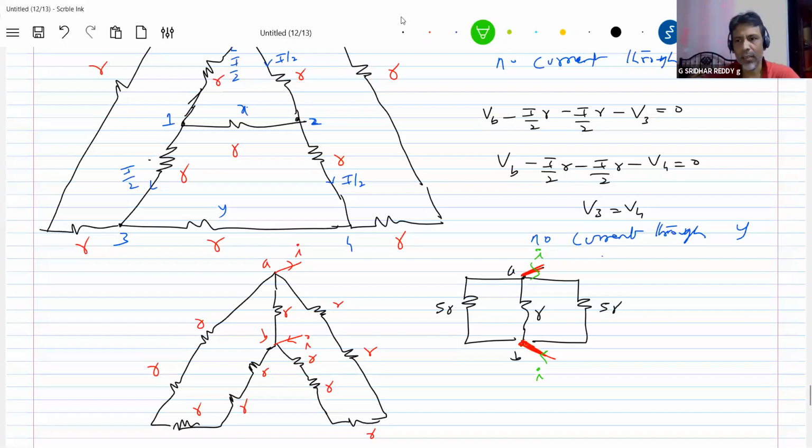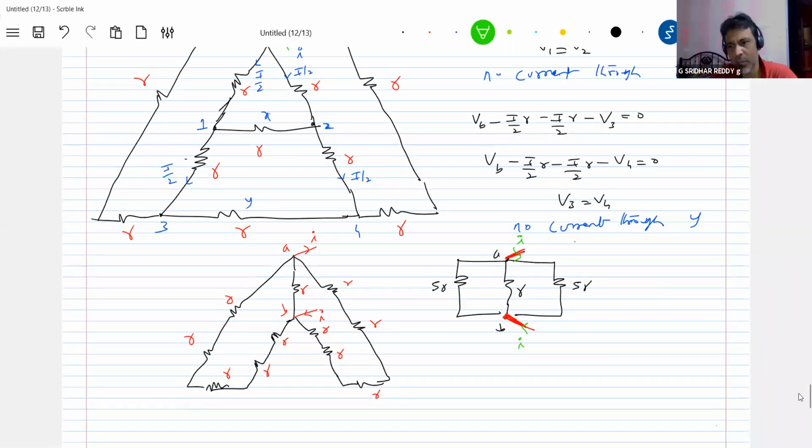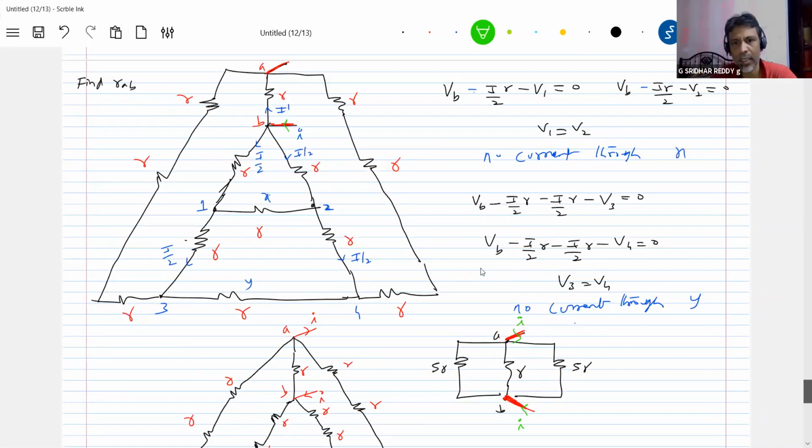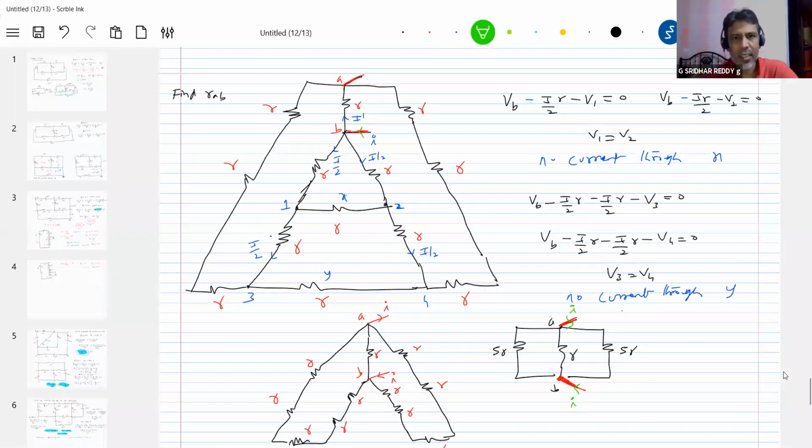Sir, how do I identify which resistor to remove? That is the procedure you have to follow here. How do I know in which resistor no current flows? A resistor connected across equipotential points has no current through it, and that resistor should be removed.